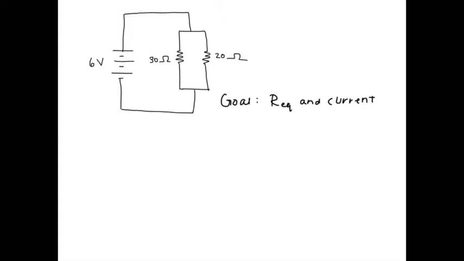So here's the first example. We have this circuit, as I've drawn, that has resistors set up in a combination of series and parallel, and we want to find the equivalent resistance and the current in this circuit.